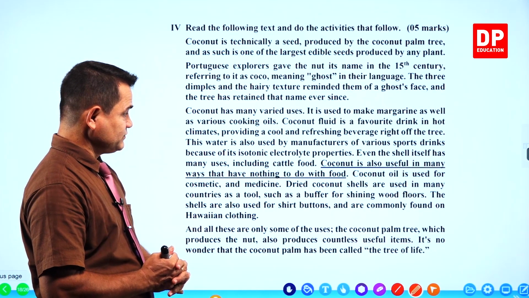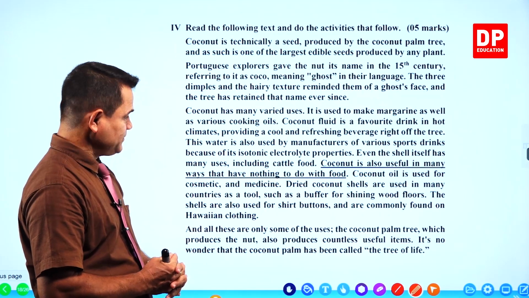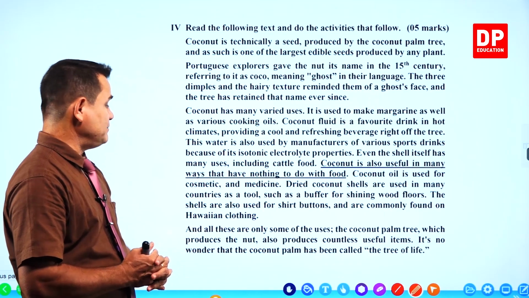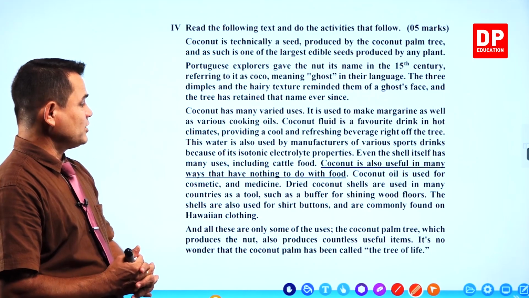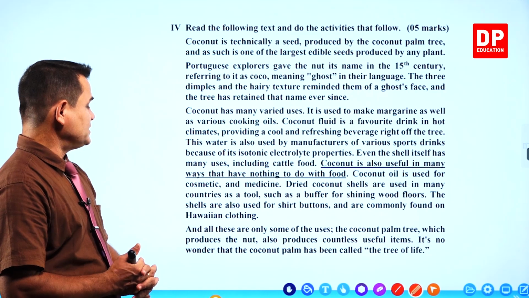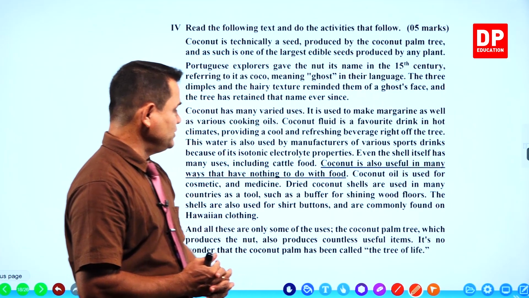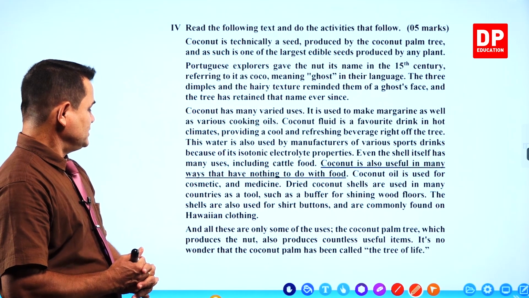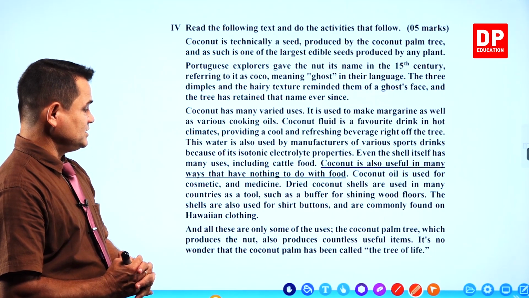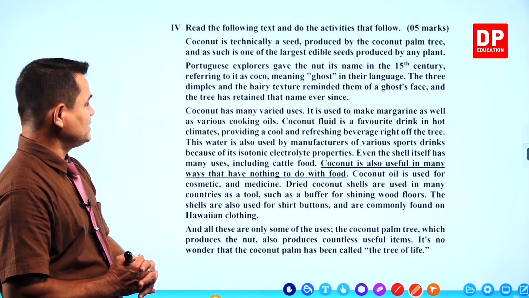Coconut is also useful in many ways that have nothing to do with food. Coconut is also used for cosmetic and medicine. Dried coconut shells are used in many countries as a tool, such as a buffer for shining wood floors. The shells are also used for shirt buttons and are commonly found on Hawaiian clothing.